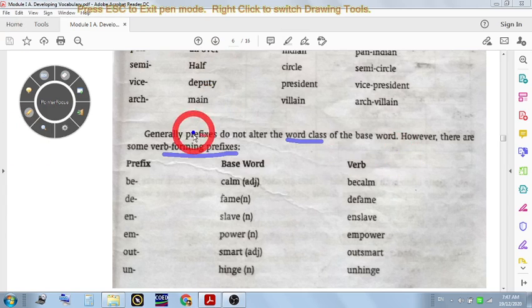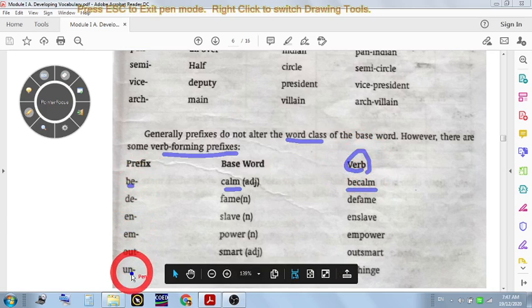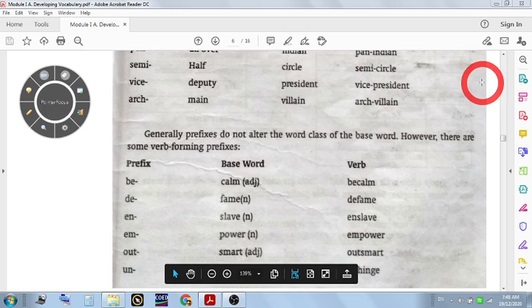But to this general rule, there are certain exceptions. For example, be. Calm is a base word, it is an adjective, and if you attach be, it becomes becalm, a verb. So there are certain prefixes like be, de, en, am, out, un that change the class of the word. For example, slave is a noun and enslave is a verb. So you can create more words with these prefixes.